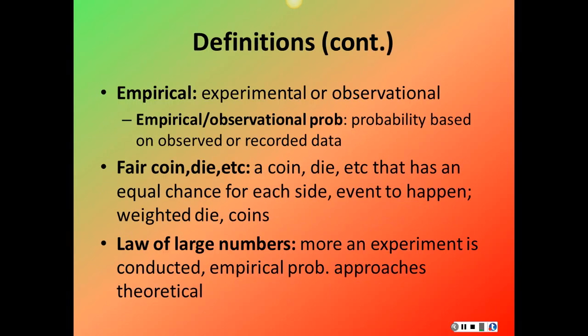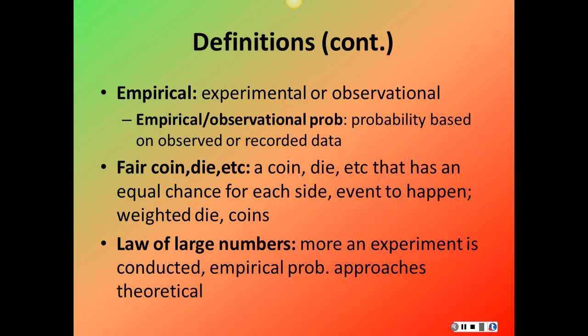Empirical means experimental or observational. So an empirical or observational probability means probability based on observed or recorded data. So let's go back to the coin flipping example. If you flip a coin, let's say 4 times, and heads only comes up once, then the empirical probability of heads is 1 out of 4. So the empirical is based off observed data, so it's different from theoretical.